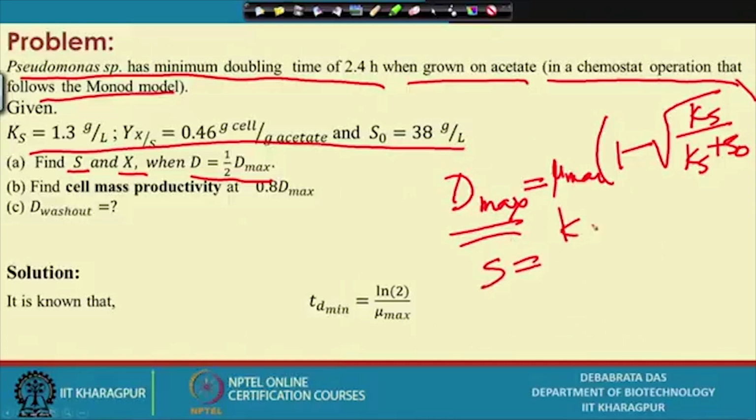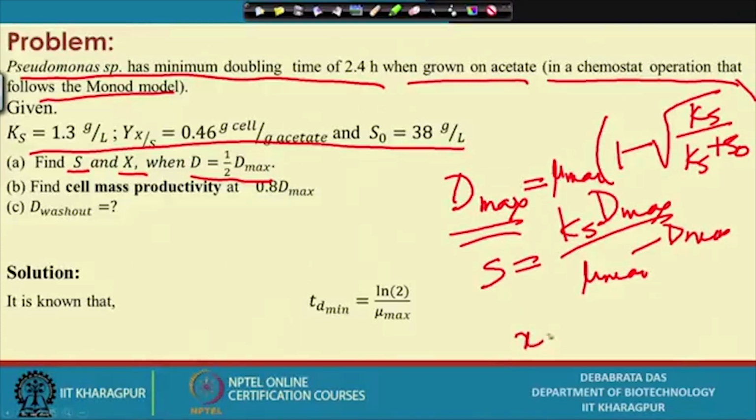S is what? Ks into D max minus mu max minus D max. Am I right? So we can find out the S value, and once you know the S value, we can find out the x value. X value is what? Yx by S into S0 minus S. So we can find out the x and S value at Dmax.